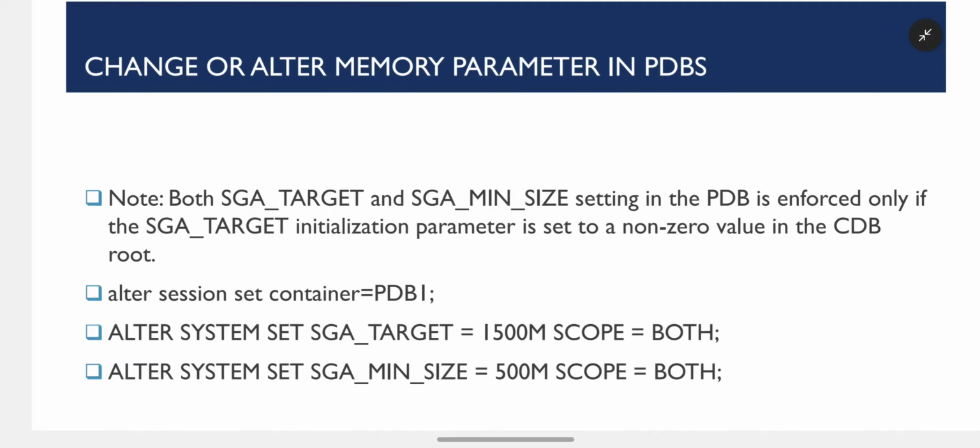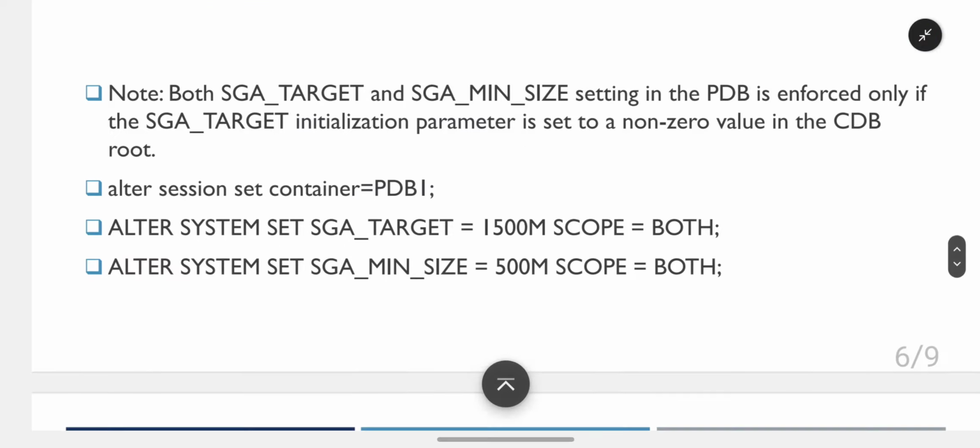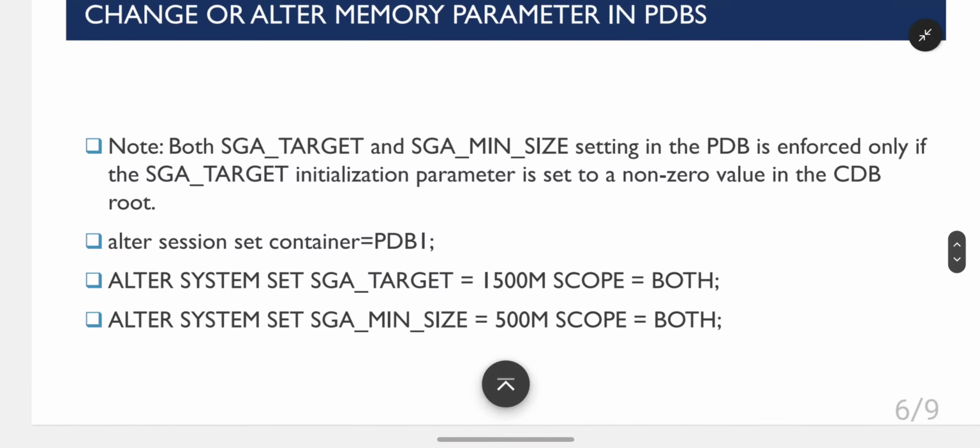Alter system set sga_min_size equal 500M, scope equal to both. Both means it will change in the memory and SP file as well, so a future restart will have the same effect. But because we set the container before these two commands, these values are set only for the pluggable database.